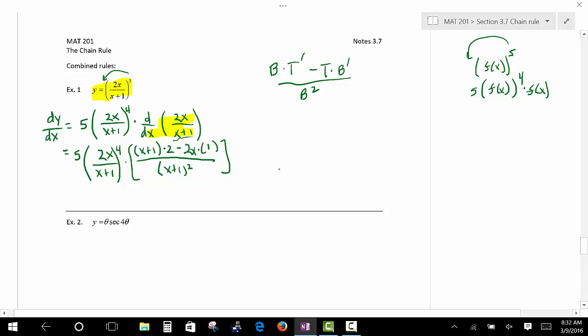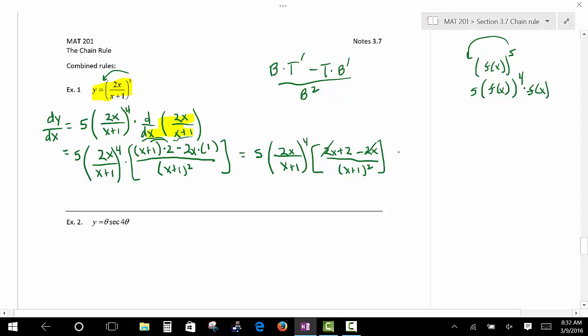Okay, all right, so now let's see what we can do with this. We have 5 times 2x over x plus 1 to the 4th. Let's clean up what we did on the quotient rule. So you've got a distributive property there, so that's going to be 2x plus 2. Minus 2x, that's kind of nice, you're going to have a cancellation, all over x plus 1 to the second. So we have that. Those are going to cancel.